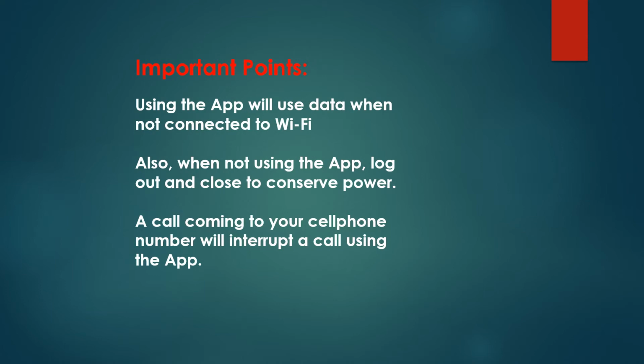The other thing to keep in mind, and this is very important, is that your cell phone is always going to take precedence over an application. So if your cell phone gets a phone call, it will interrupt a call if you are using the application. So what we advise is, if you are going to be using the application to place or take a call, put your cell phone into do not disturb, so any calls going to it would go directly to voicemail and not interrupt an application call.